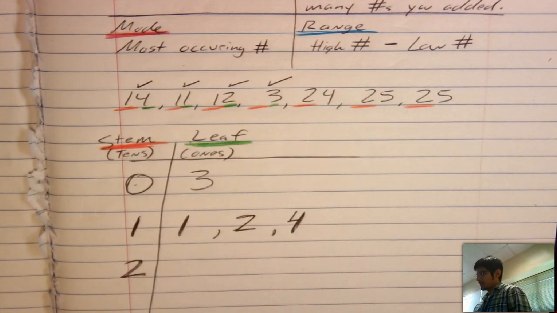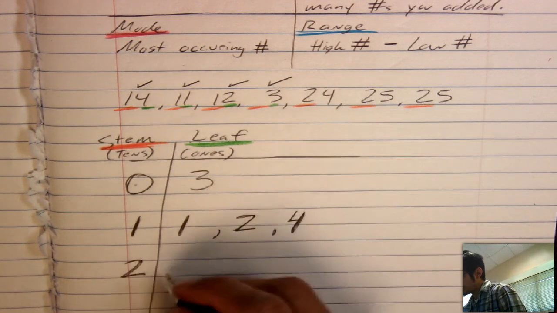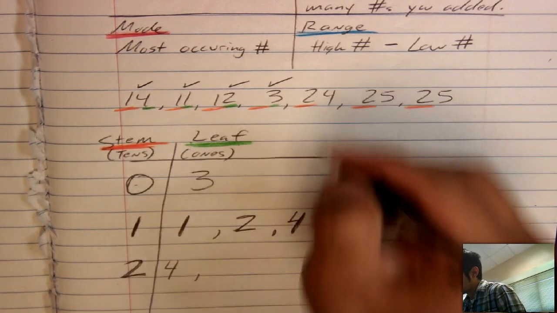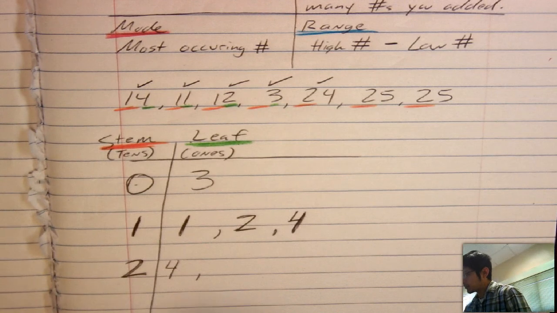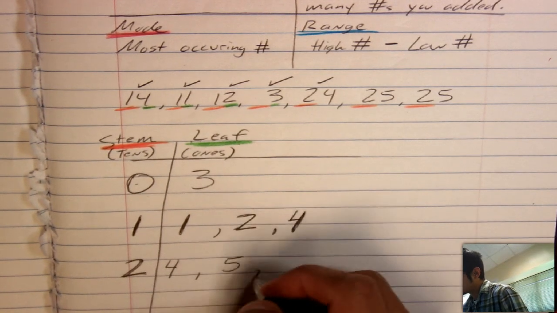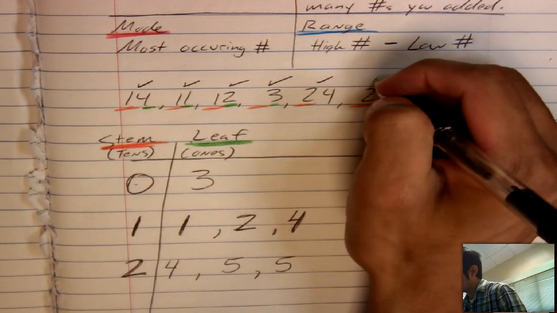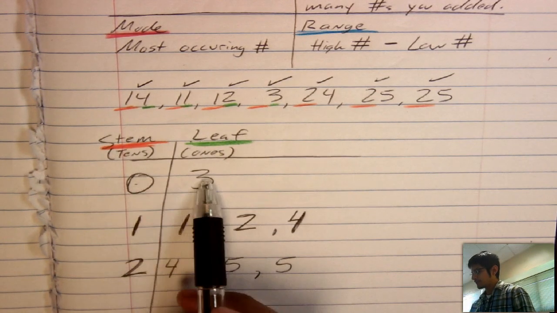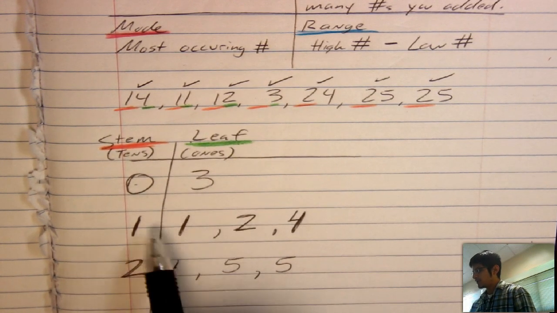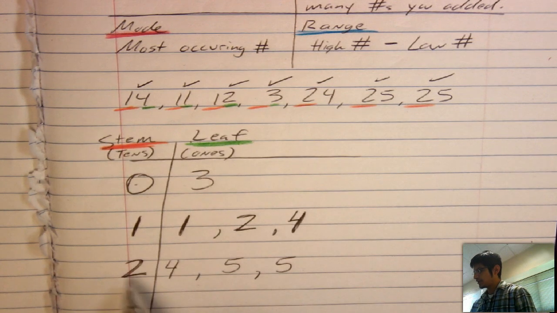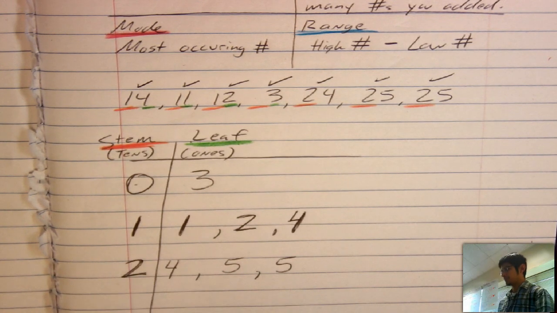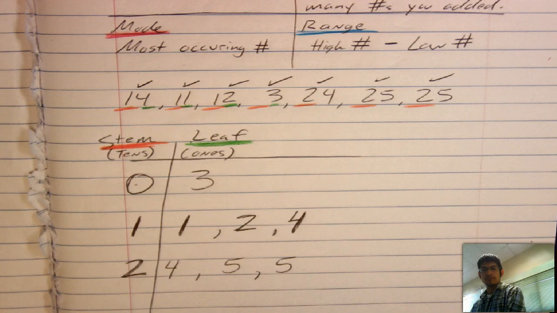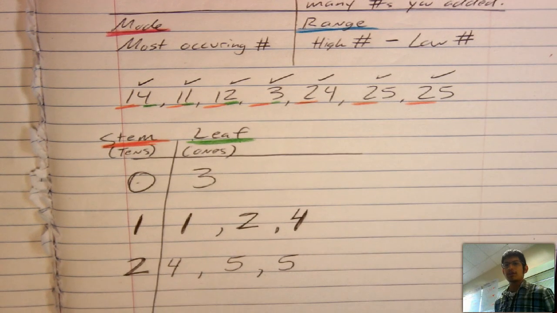Okay? And then I go to my 20s. I have a 24. And then I have two 25s. So I'm going to put 2 5s. Okay? And so when you read this, everything should be in order. So the numbers are 3, 11, 12, 14, 24, 25, and 25. And that is a stem and leaf plot. We'll be looking at that in class on Tuesday.